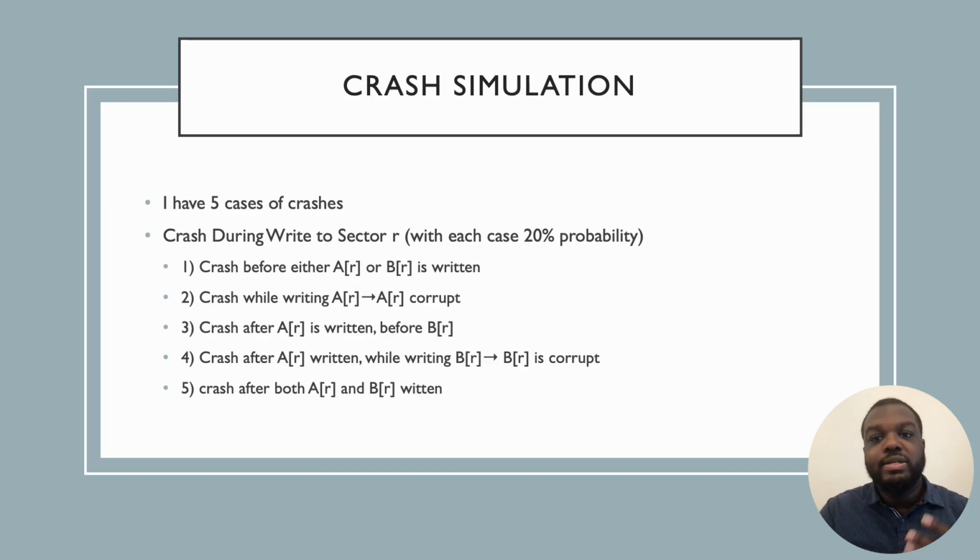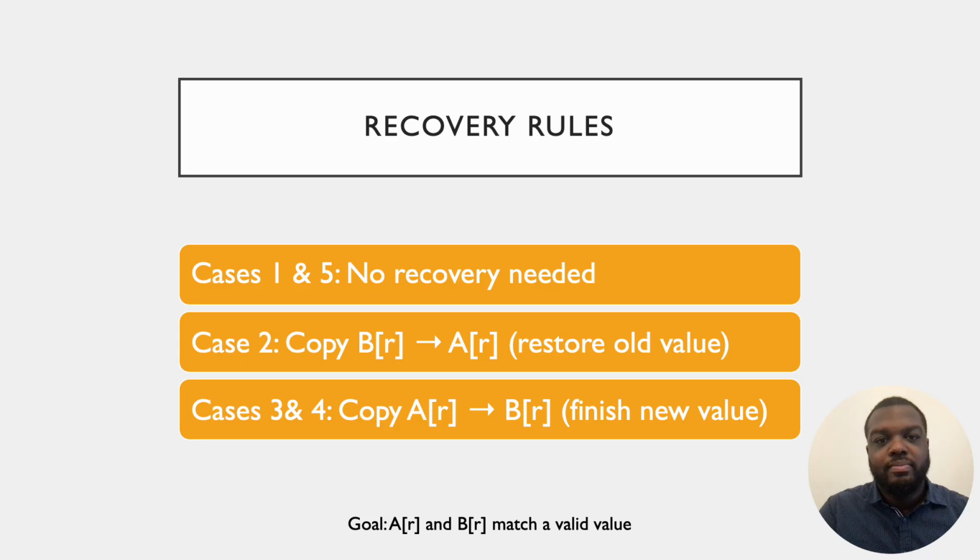After a crash, recovery is responsible for making A and B consistent again. Here are the recovery rules. These recovery rules match the project instructions. If the crash happens before anything is written or after everything is written, no recovery is needed. If A was corrupted during the write, we restore A using the old valid value that's stored in B. If A has the new value, but B is old or corrupted, we copy the new value from A into B. The end goal is that both copies match and the system returns correct data after recovery.